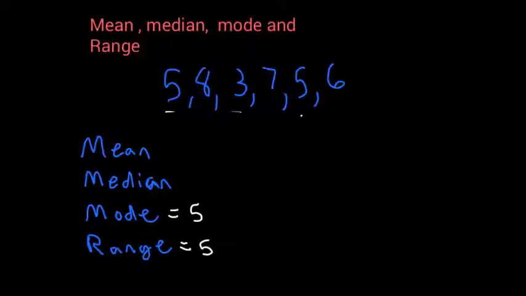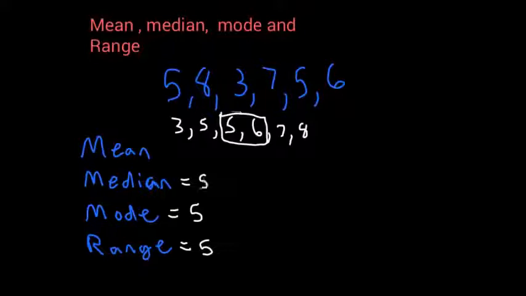Our median is the number in the middle. So we've got to line these up from least to greatest. So I'm going to line them up from least to greatest. So I got 3, 5, 5, 6, 7, and 8. So I want the numbers in the middle. In this case, I have two numbers in the middle, 5 and 6, so my median is going to be halfway between 5 and 6. So my median is going to be 5.5, or 5 5/10.